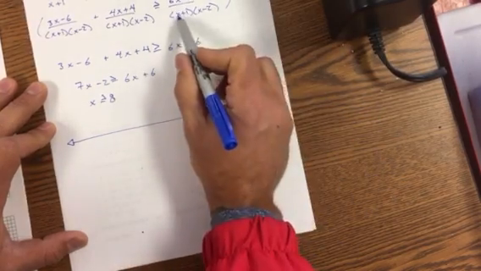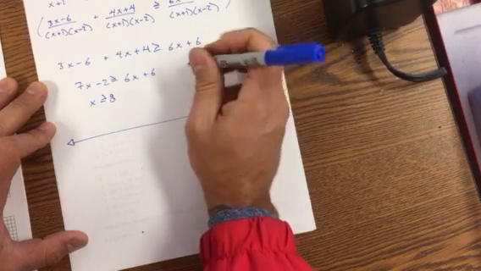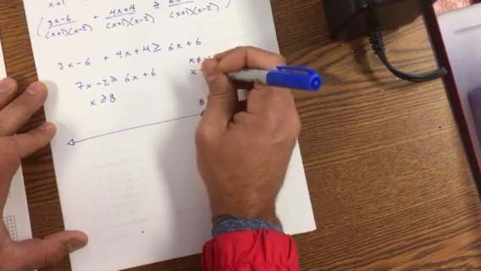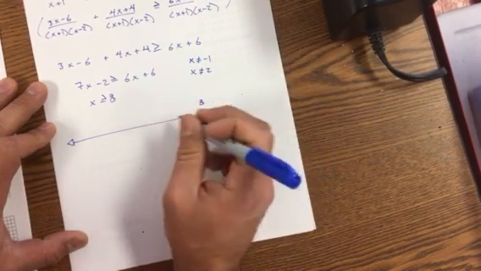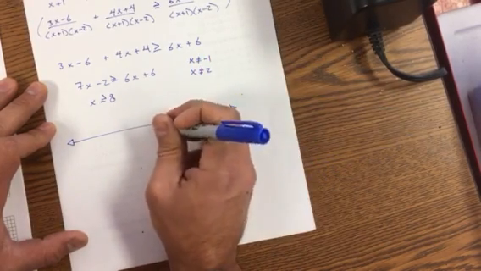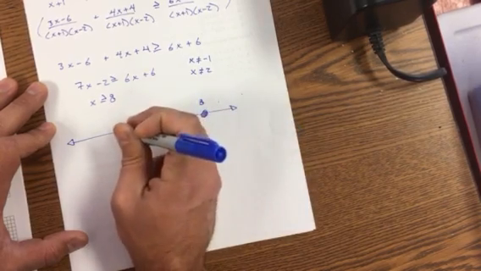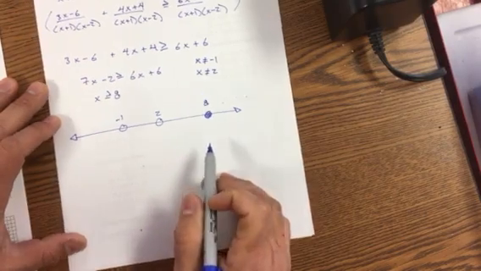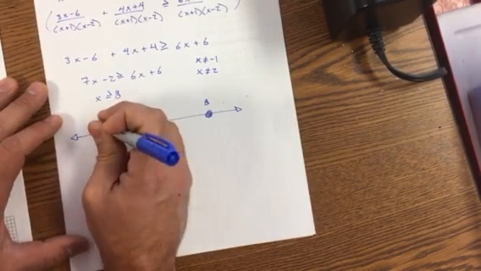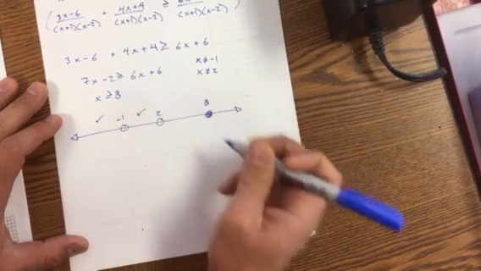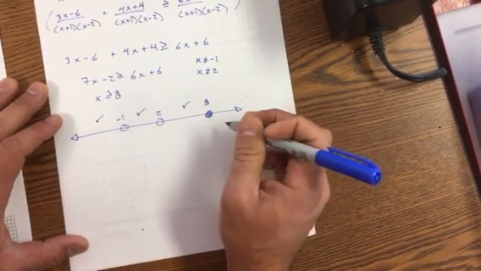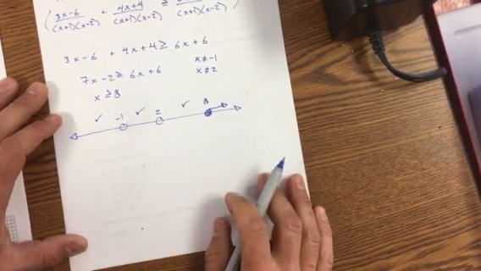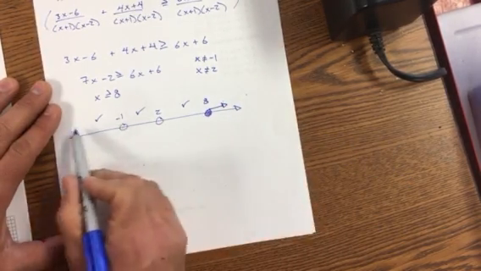But I also have to do my restrictions. So my restriction is going to be x cannot equal -1. x cannot equal 2. So I'm going to go to 2 first, and I'm going to go to -1. And what I have to do on these is see if it works in this zone over here, in this zone over here, in this zone over here. I already know it's going to be greater than this, so I know it's going to work in that zone over there.